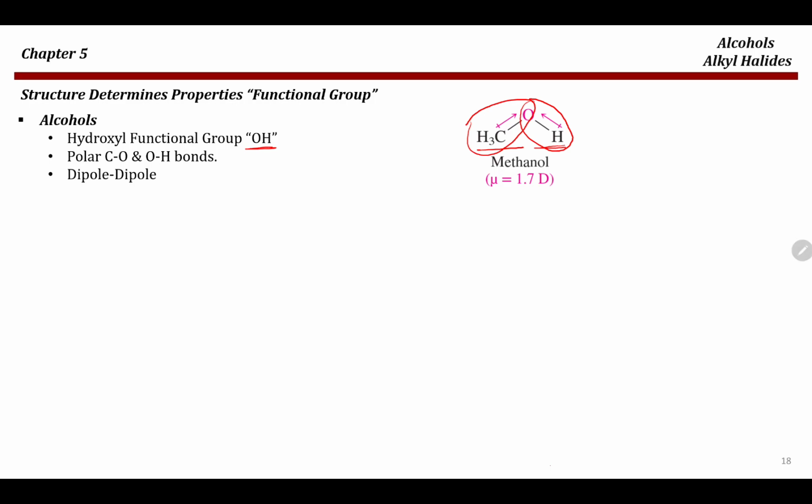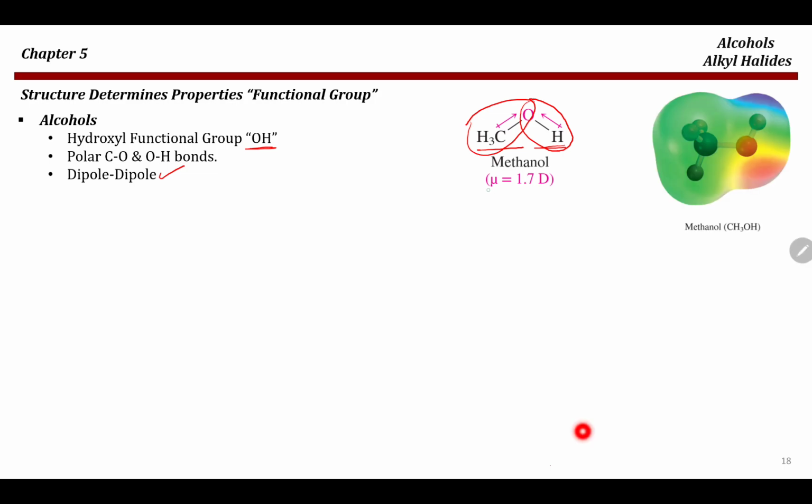And since alcohols are polar molecules, dipole-dipole interactions will exist between two alcohol molecules. So if I have methanol and another methanol molecule, the main type of interaction between these two molecules will be the dipole-dipole interaction. This number here tells us the magnitude or the strength of the dipole moment. So it tells you how polar the compound is. It's 1.7 D for methanol.